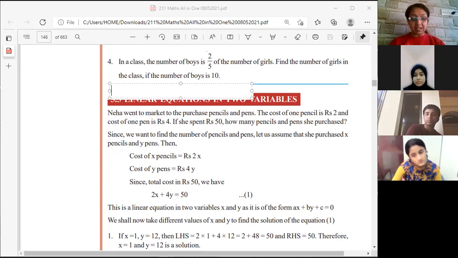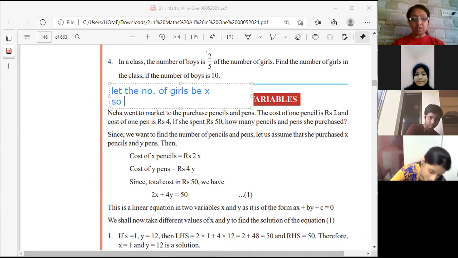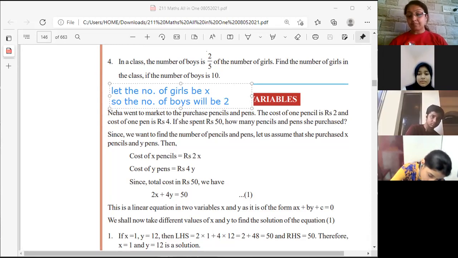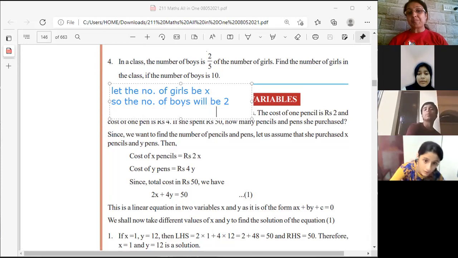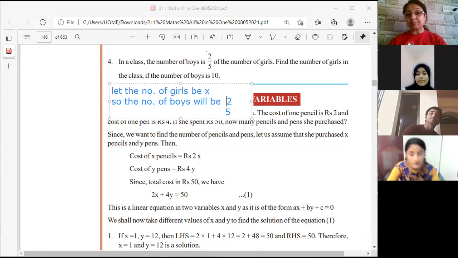So if I let the number of girls be X, tell me, so the number of boys will be? 2 by 5. 2 by 5x. Do you agree with that?